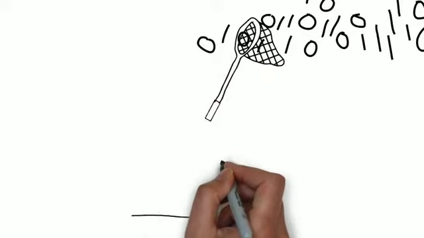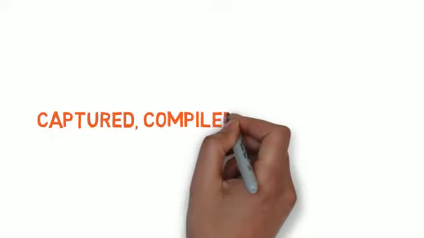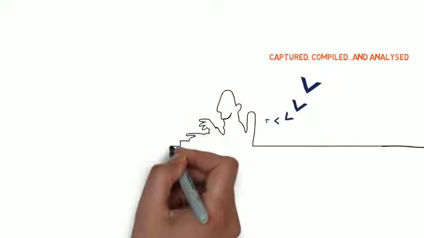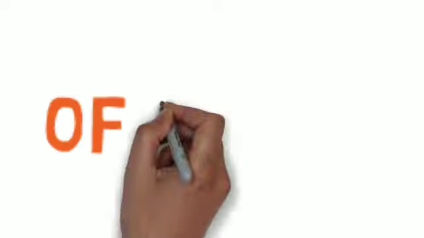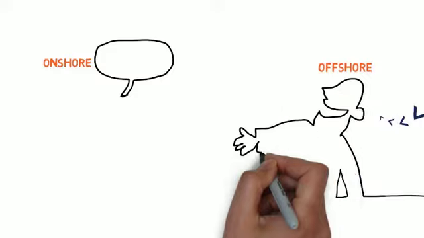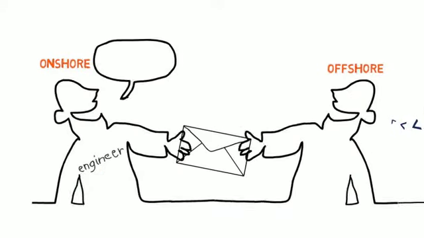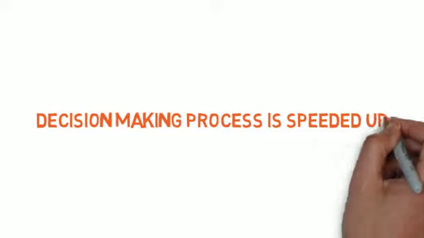Regardless of their source, the data needs to be captured, compiled, and analysed. The data can be conveyed verbally or on Excel spreadsheets between offshore and onshore staff. At Aventa, we work to help bring the data onshore and to make it accessible to those who need to use it. Access to the real-time data enables easier analysis by engineers and management and speeds up the decision-making process.